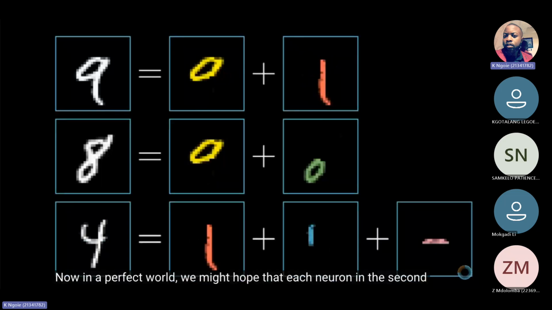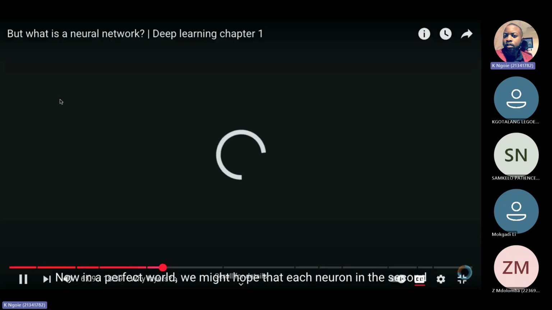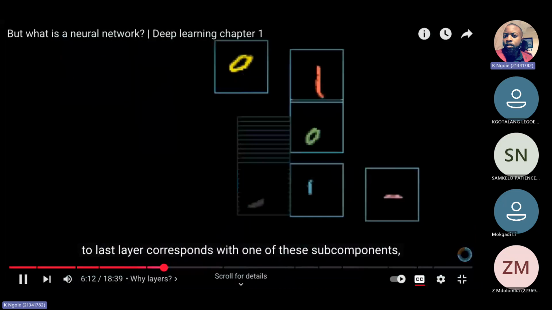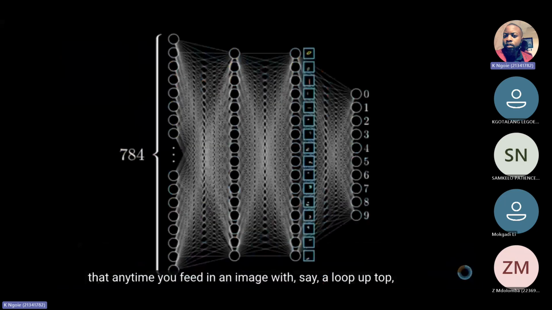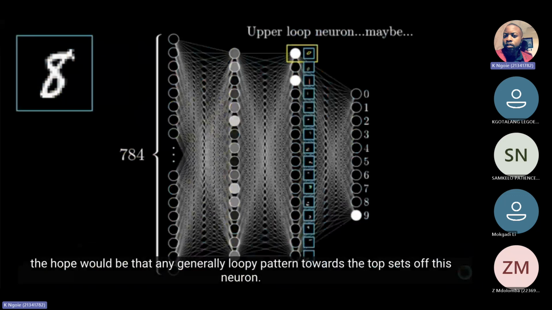Now, in a perfect world, we might hope that each neuron in the second to last layer corresponds with one of these subcomponents. That anytime you feed in an image with, say, a loop up top, like a 9 or an 8, there's some specific neuron whose activation is going to be close to 1. And I don't mean this specific loop of pixels. The hope would be that any generally loopy pattern towards the top sets off this neuron.